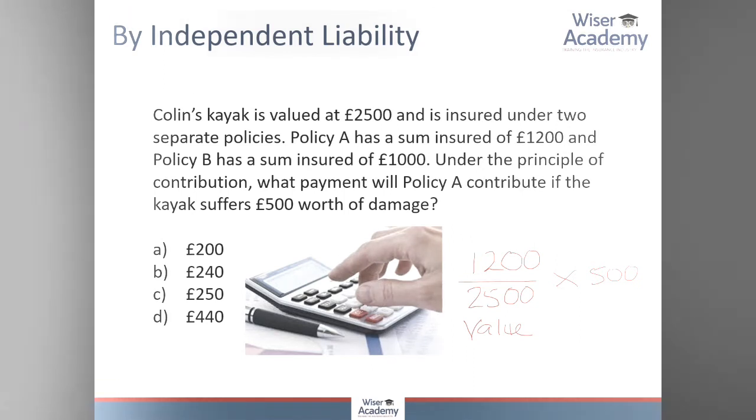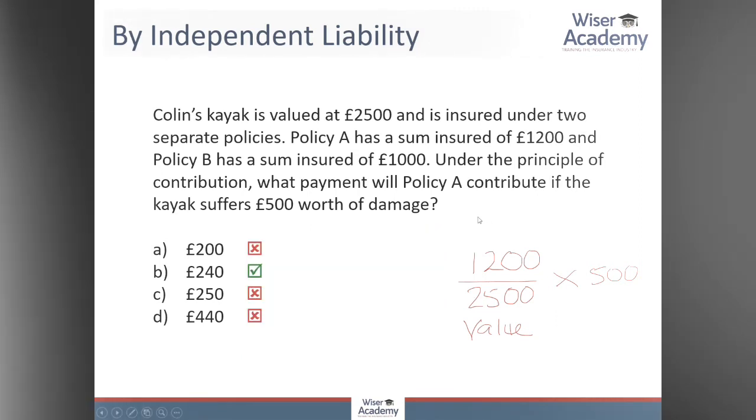So I know that's almost like a maths 101 step by step, but I think once you're comfortable with it, it makes it a little easier when you get to your exam. So with your calculator, how much is policy A going to contribute towards the £500 loss? £240, option B. Okay. And if I reveal, excellent.